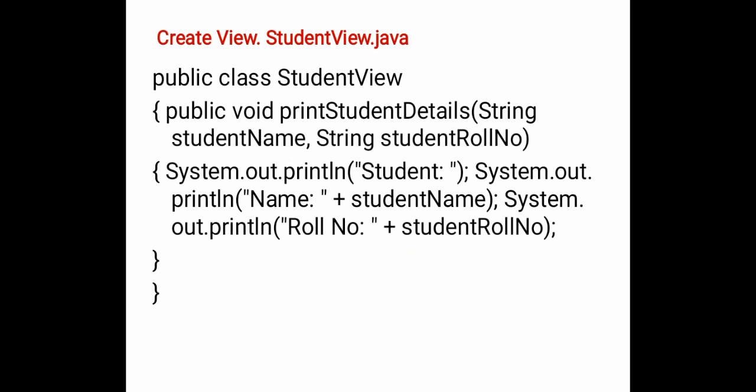Now the second class is student_view.java. This Java class is used for creating the view. In this class we have a method print student details for displaying the data, student name and roll number.